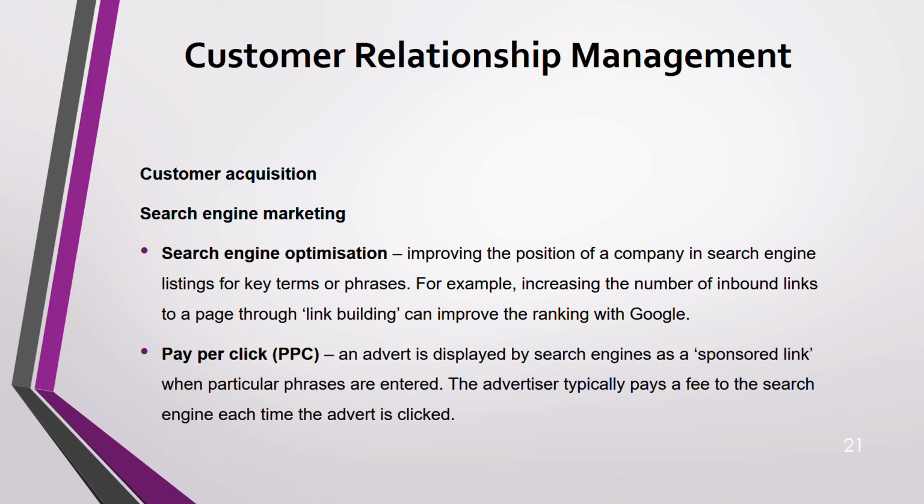Next is pay per click. Pay per click means an advert is displayed by a search engine as a sponsored link. You must have seen this. Try Google and see. Whenever you search for something in the search engine, you type something, and the first three will be sponsored links, right? You will see sponsored links. It's an ad. They display those ads.